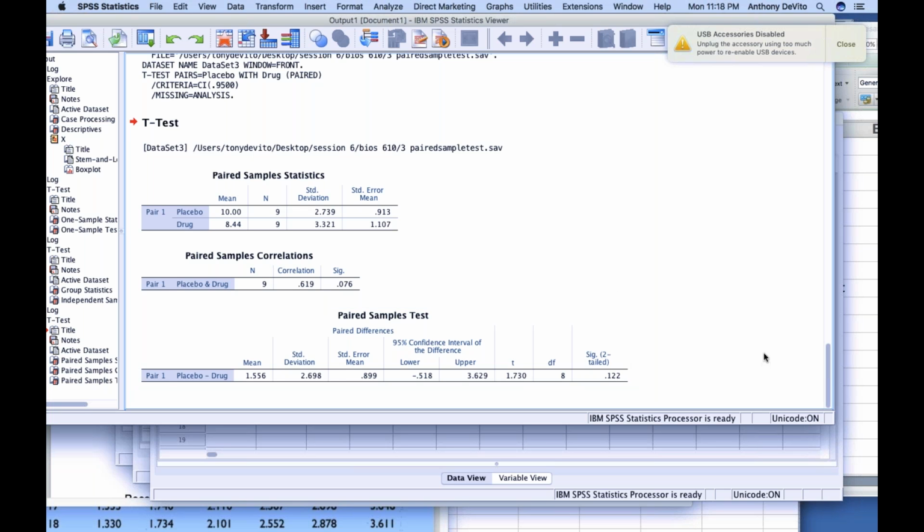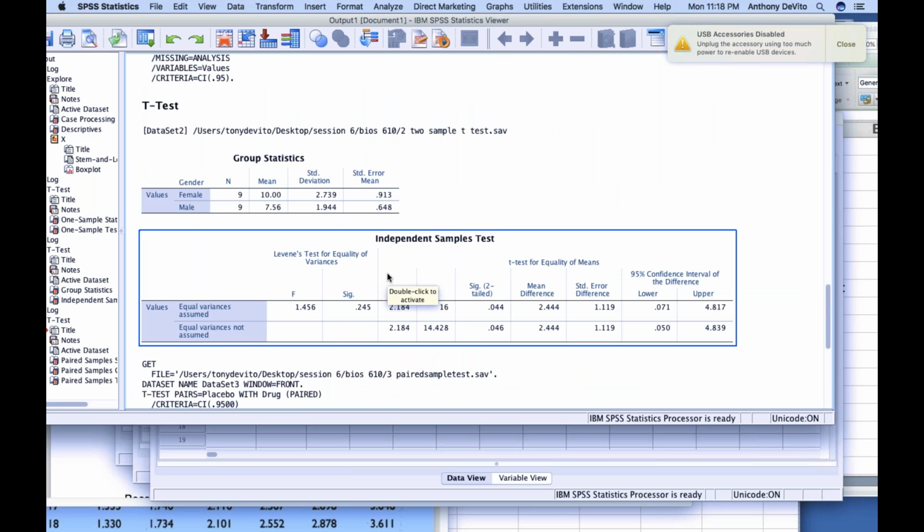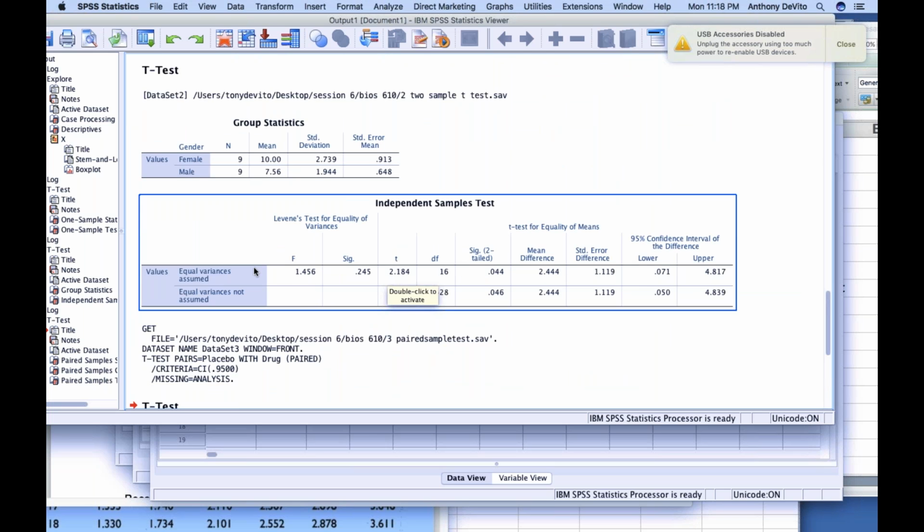How do we find pooled standard deviation using SPSS? Well, it calculates it for you. If you look back at the independent samples t-test, if it assumed equal variances, then it based this on finding the pooled standard deviation. If this was less than 0.05, it would not have used equal variances. It would have used the other formula, unequal variances, and calculated that.